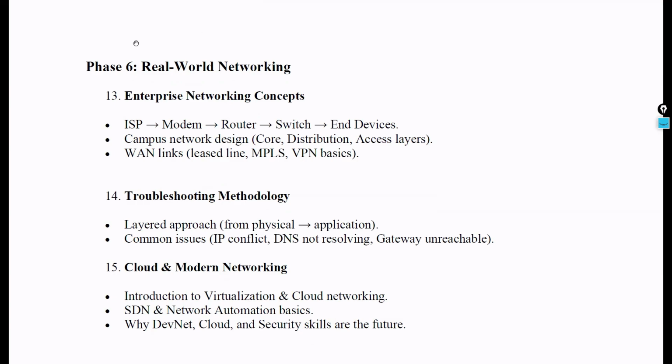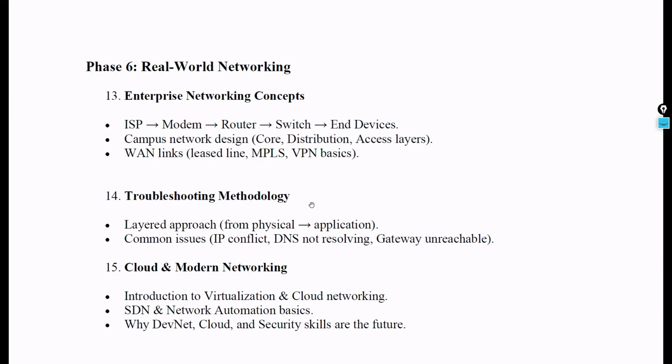And then we have the real world networking part, wherein we will try to design small enterprise networking concepts, wherein we have ISP, modem, router, switch, and then the edge devices. And I'll tell you about different architectures of networks, like the SOHO architecture. Okay, 2 layer, 3 layer architectures. Okay. Then spine and leaf, which is basically used in the data centers and really important for you because you're going to go to the cloud part, right?